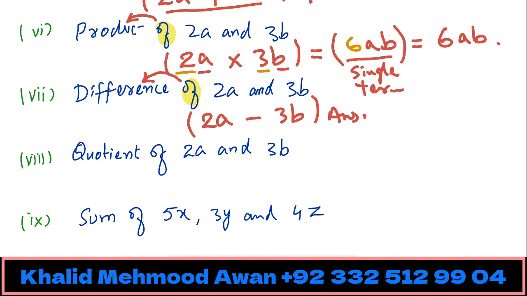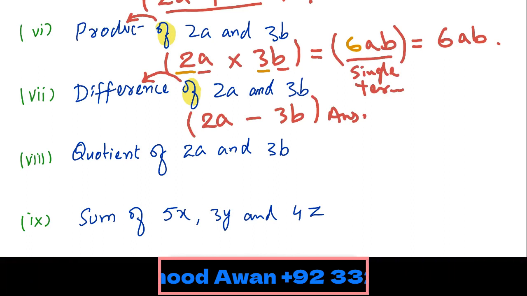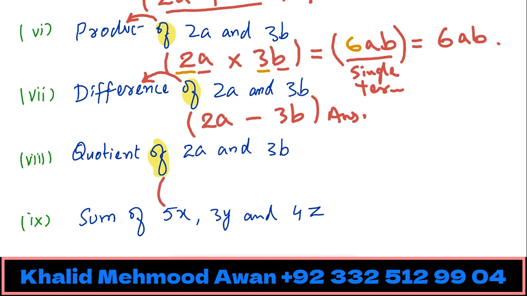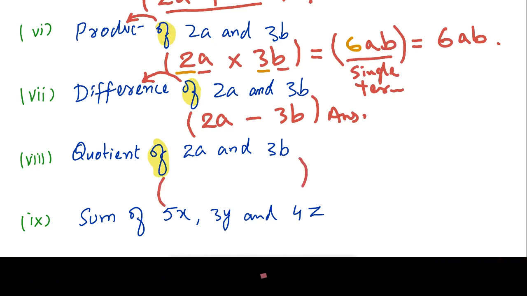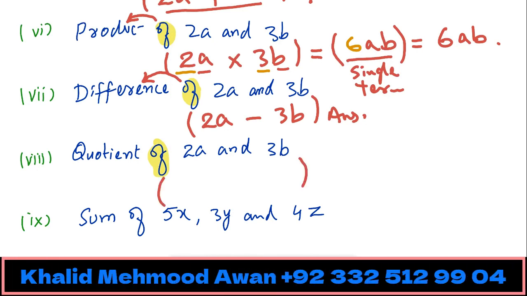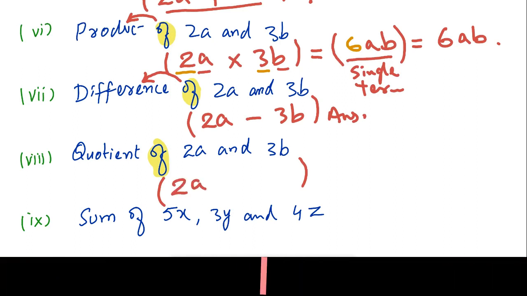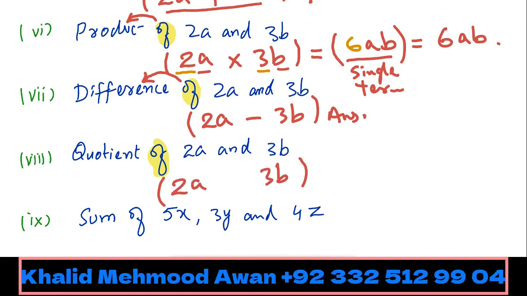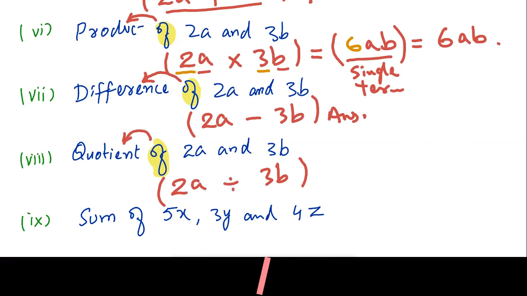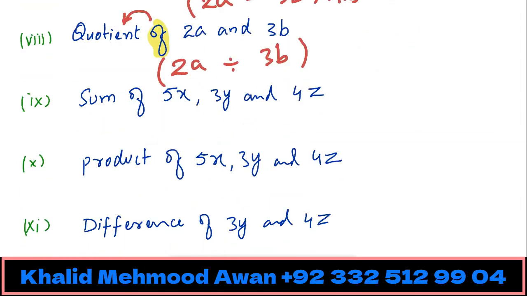Now, there is a word "of": quotient of 2A and 3B. So we'll be doing this: "of" means bracket till the end of the statement. And there are two complete terms, which are 2A and then 3B. And the word before that is quotient. Quotient means we have to divide it. So we will do it like that.